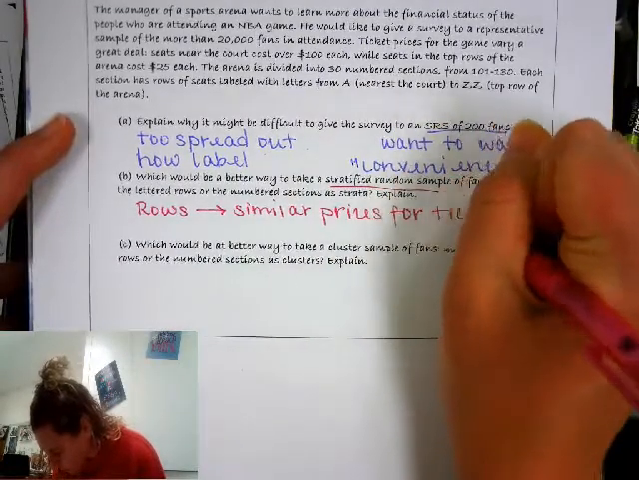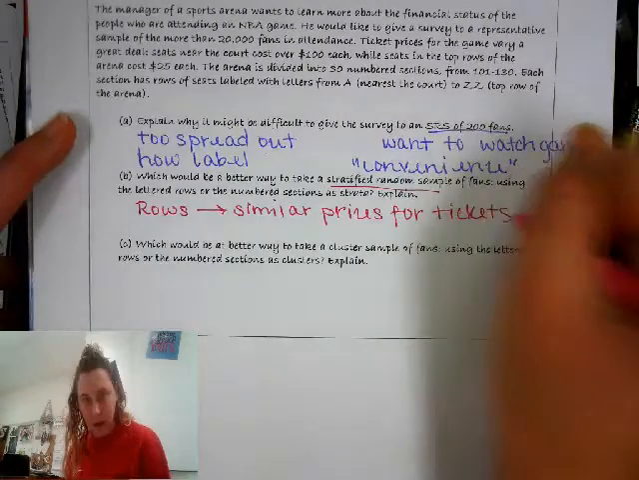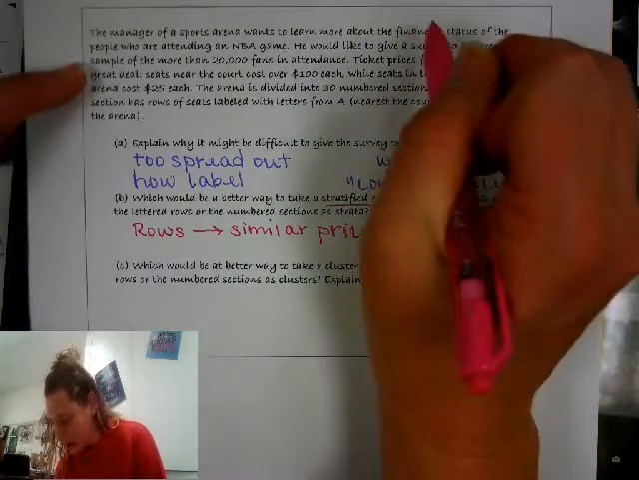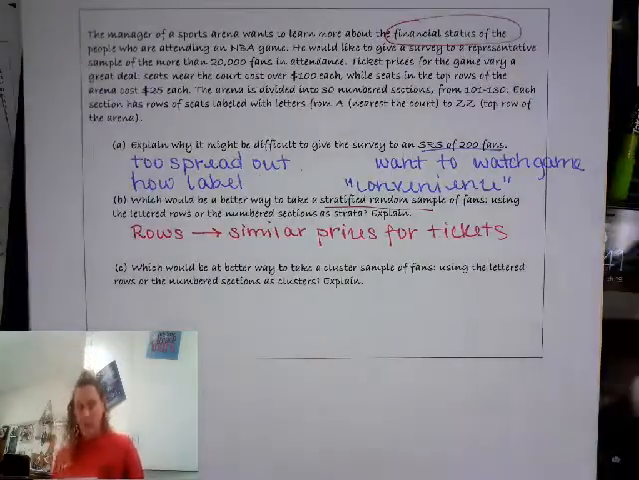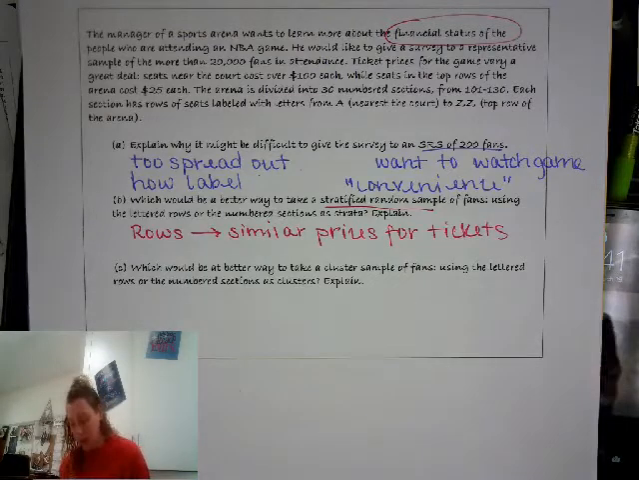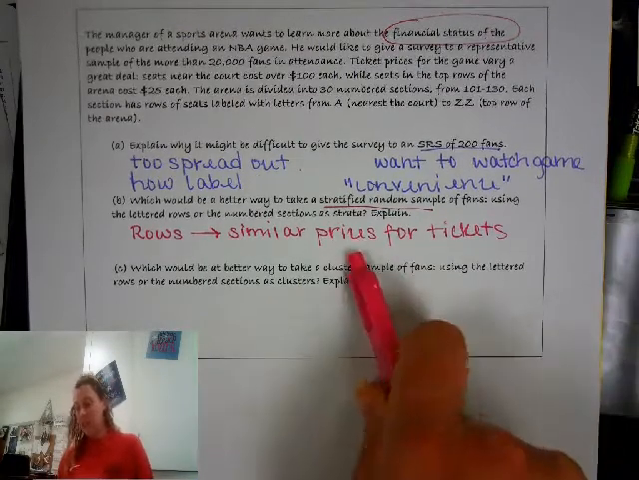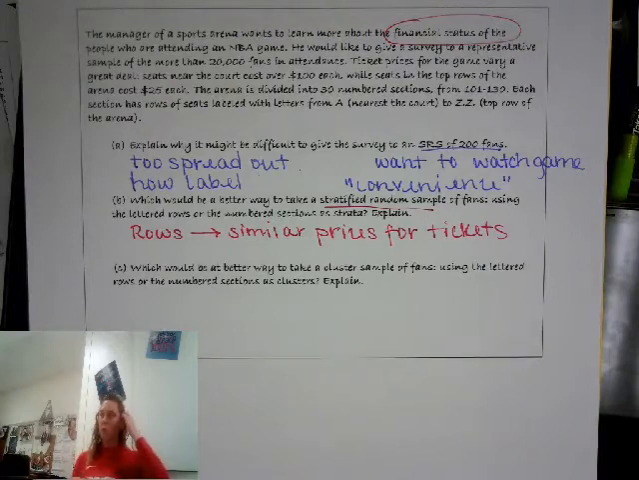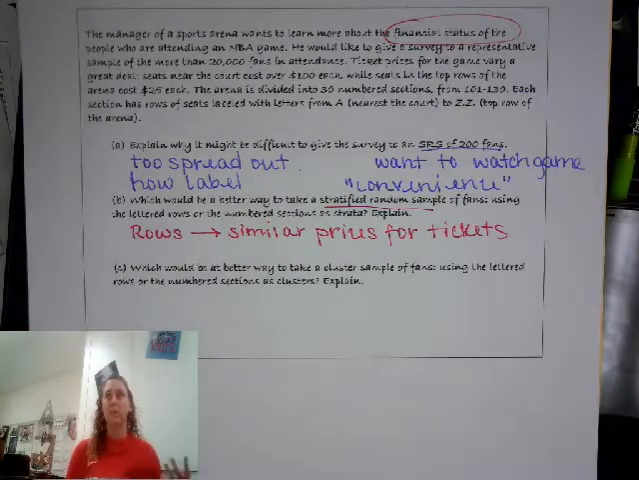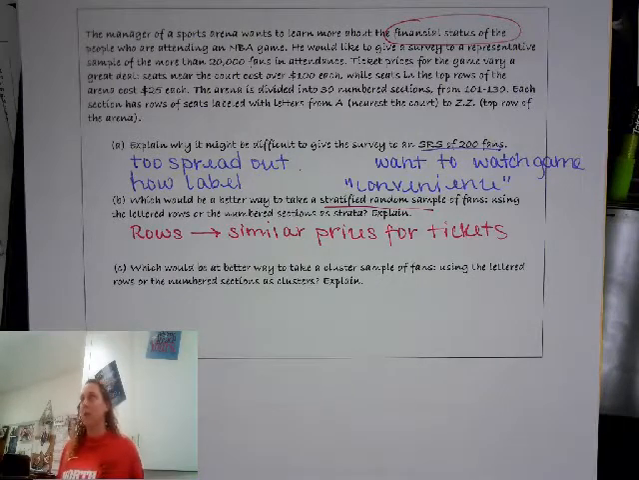If the manager is interested in financial status, we would want to group them similarly by prices of their tickets, because for the most part, somebody who's willing to pay in the middle is probably not super rich, but not to the point where they're like, we want to go, but we're only going to spend $25. I hope that made sense.